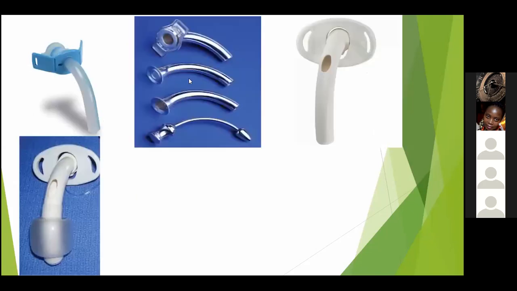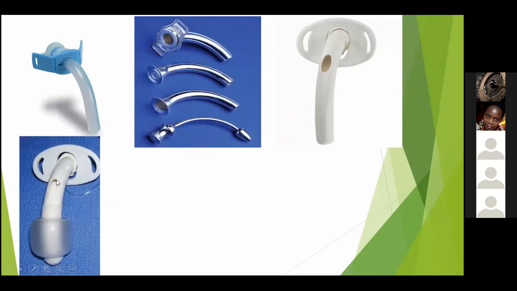When we look at this, the metallic tubes are, just like the name says, metallic. So you see even the obturator that you put inside here is also metallic. This is an example of a synthetic plastic tube, which has no cuff, okay? And this one is not fenestrated. This is a fenestrated tube. What we mean by fenestration is this hole here, okay? This one doesn't have it. This one has the hole.